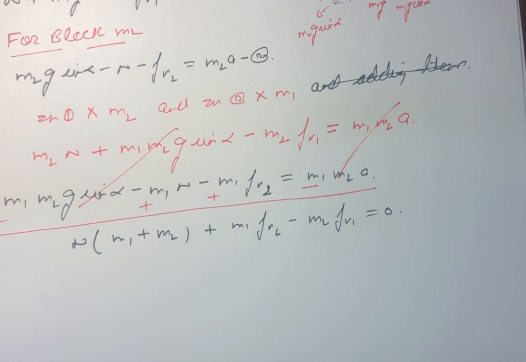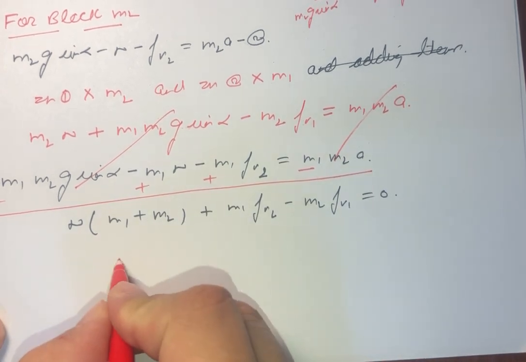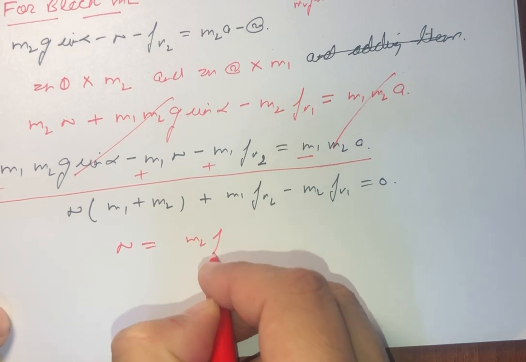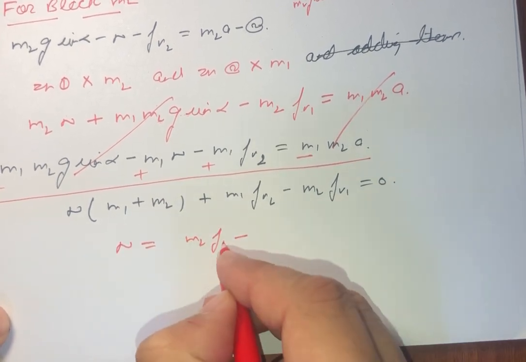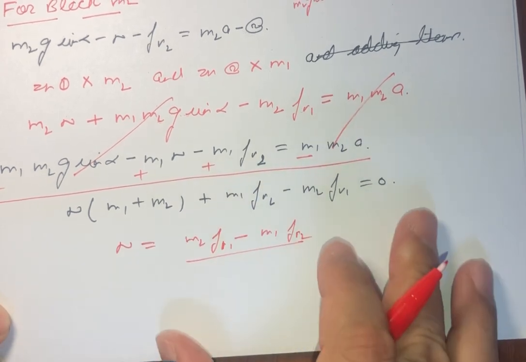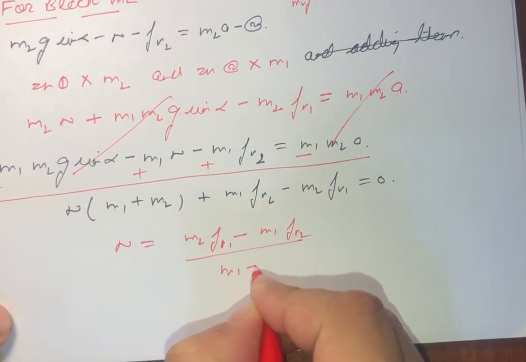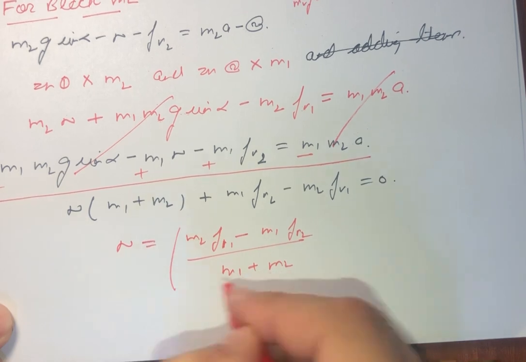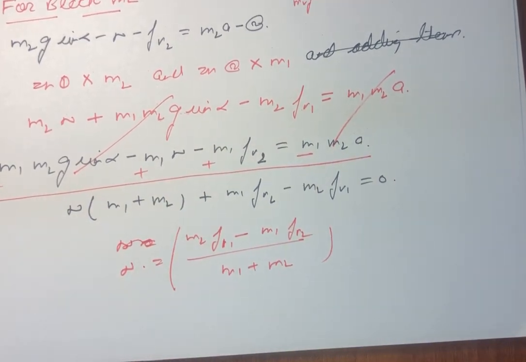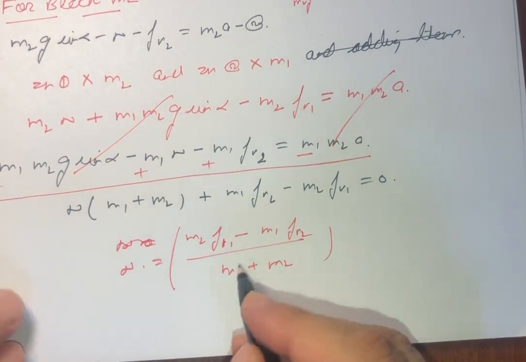Now it is only simple. Moving from left to right, n is equal to (m2 fr1 minus m1 fr2) divided by (m1 plus m2). So this is our normal n, and we can find our fr1 as well as fr2.